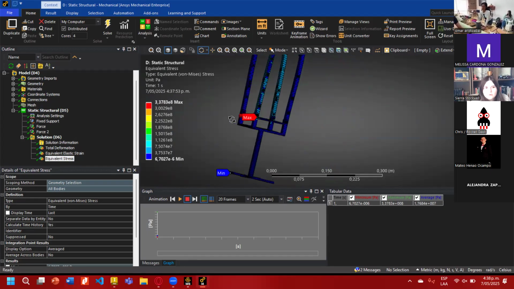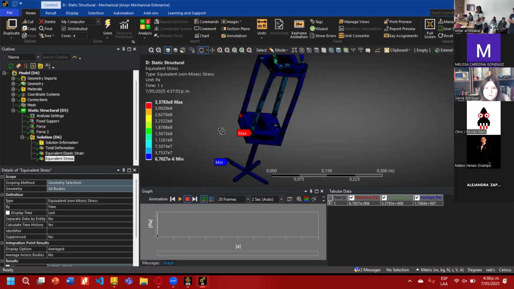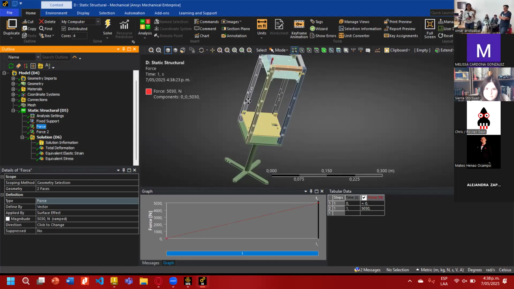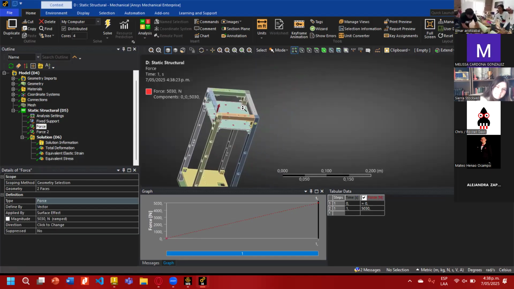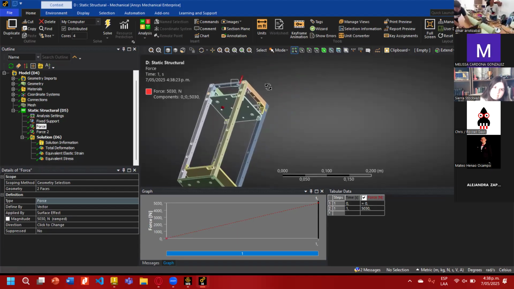So, a few questions. What is the force that you applied in this FEA, and where did you get it from? We applied a force of, I don't know how it is in fact. You can say newtons, that's fine.